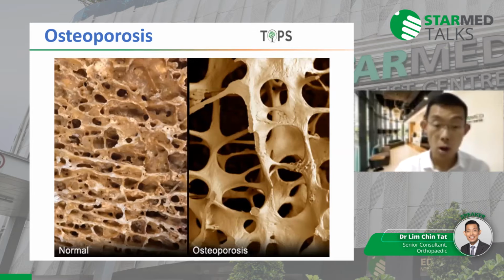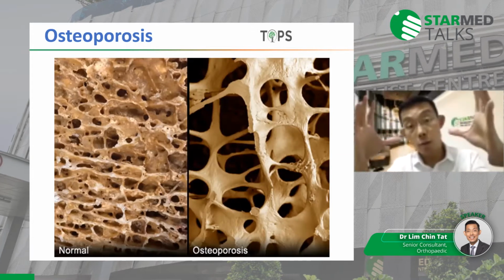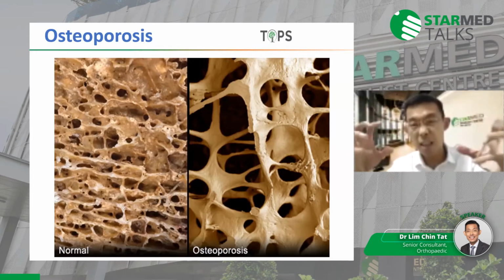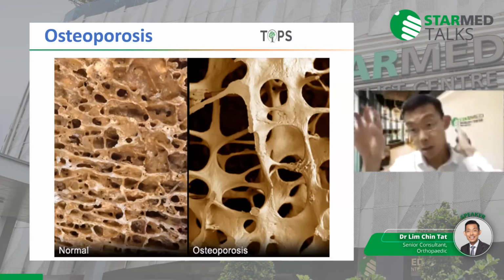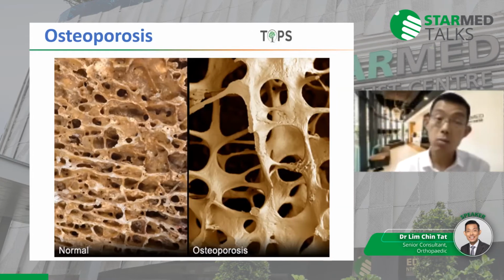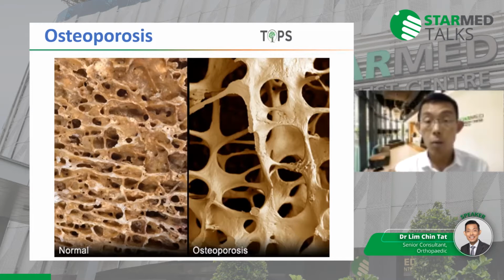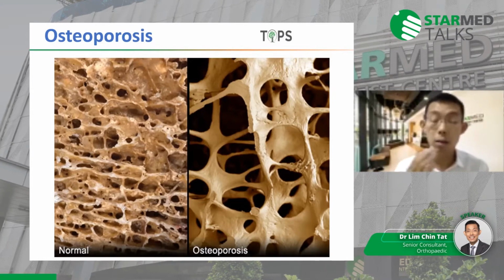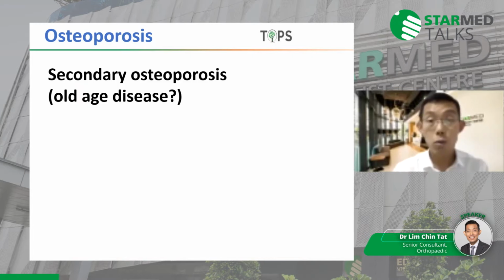On the left is a normal bone. So you can see the volume is the same, but it's much denser. In the osteoporotic bone, there's a lot of holes, so we call it porous. There's a lot of holes in the bones. So even though it looks the same size, we know the density of the bone is less. And if you fall, you crack it, and then you get a fracture. That's the problem.